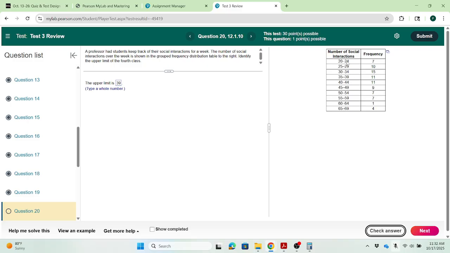You count 1, 2, 3, 4, then 39 is the upper limit for the 4th class.